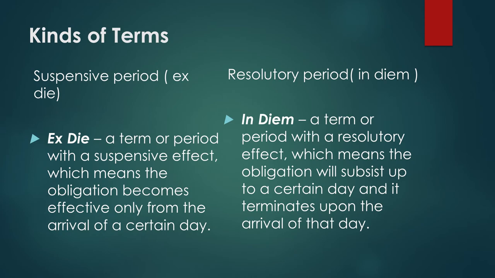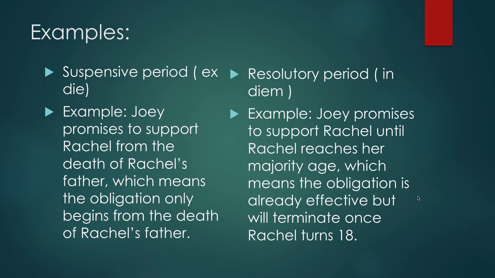So there are kinds of terms: suspensive period and resolutory period. A term or period with a suspensive effect means the obligation becomes effective only from the arrival of a certain date. And a term or period with a resolutory effect means the obligation will subsist up to a certain day, and it terminates upon the arrival of that day. Okay, as I've given examples earlier.